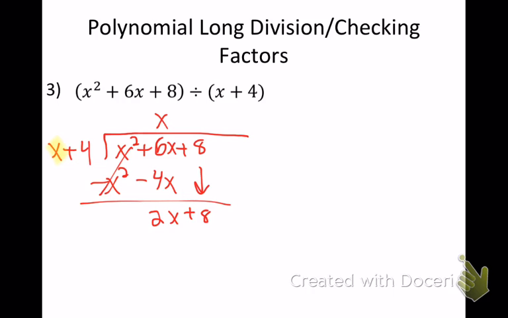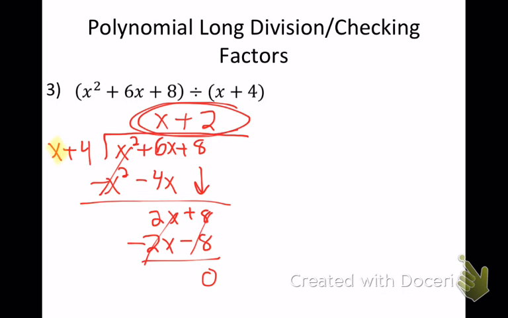How many times is x going to 2x now? 2. And then I multiply back. 2 times x is 2x. 2 times 4 is 8. So it cancels out. So I have 0. So what's my remainder here? 0. I don't have a remainder, right? So guess what my answer is? Just x plus 2 is my answer.